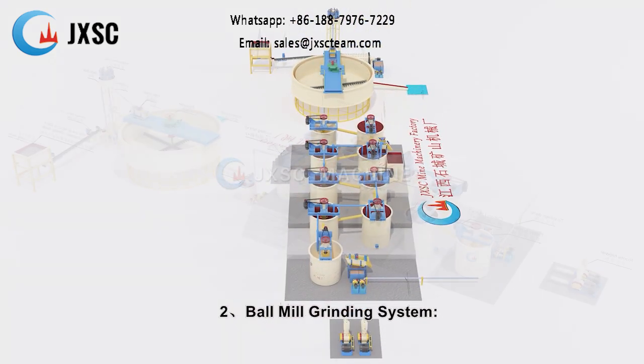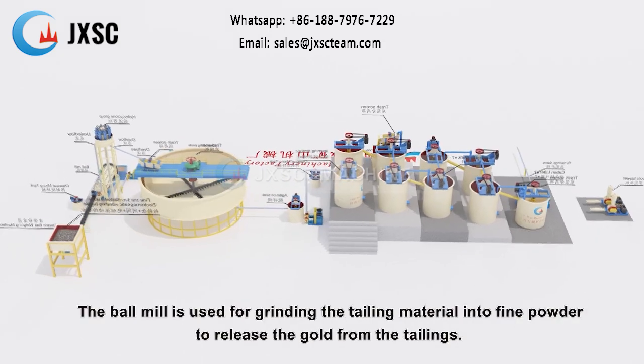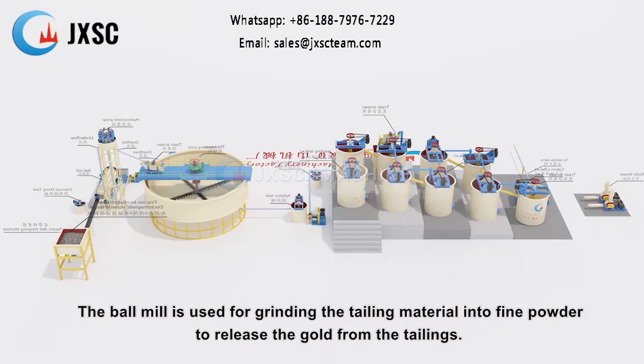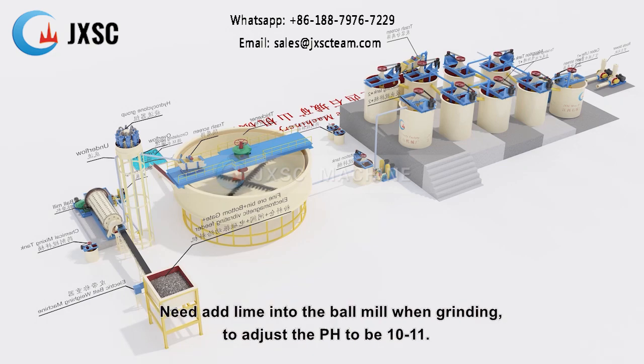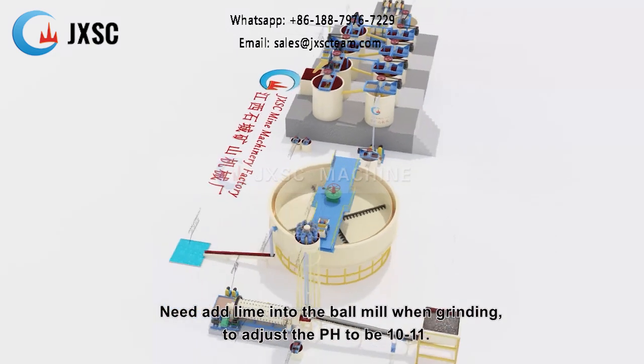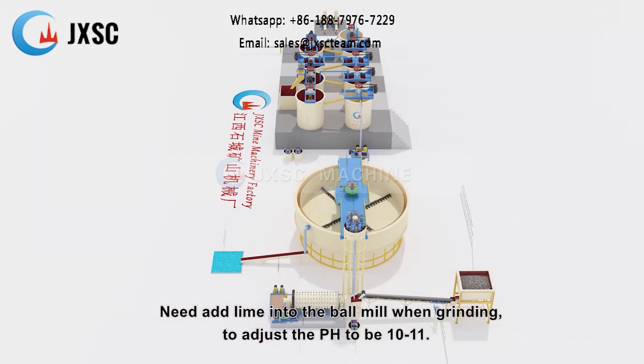2. Ball mill grinding system. The ball mill is used for grinding the tailing material into fine powder to release the gold from the tailings. Need to add lime into the ball mill when grinding to adjust the pH to be 10 to 11.